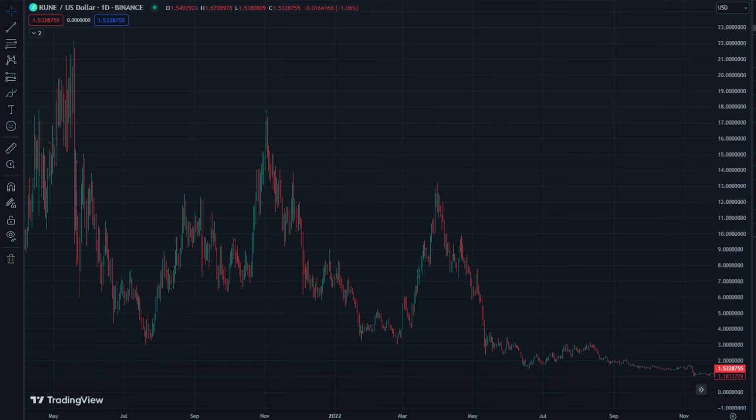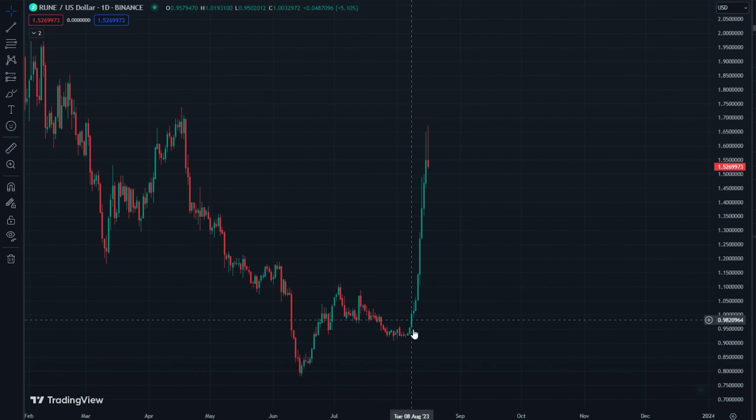In today's video I want to have a look at RUNE again. Now, as requested in the comments of the previous RUNE video, people wanted another little update, and if we zoom in here we can see that RUNE has continued up, unlike how I thought it would, further than I thought it would anyway.